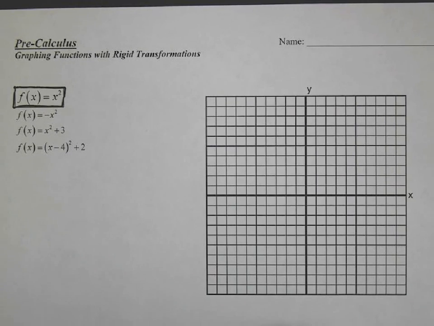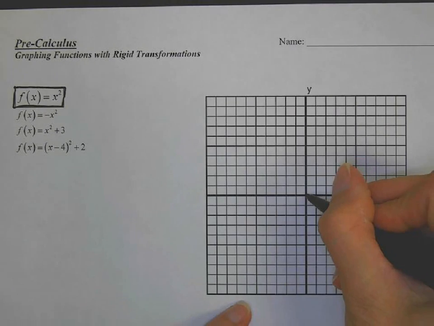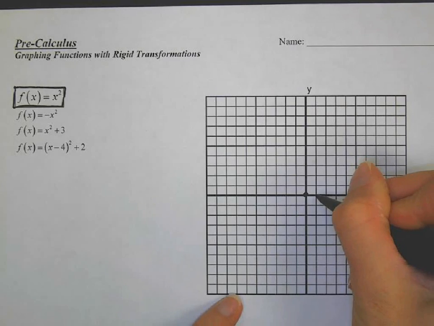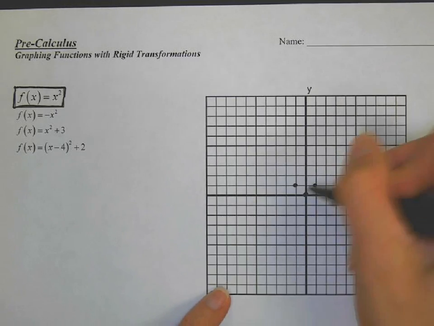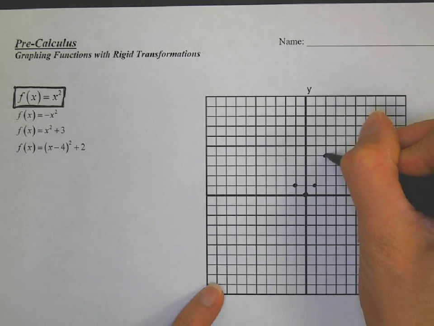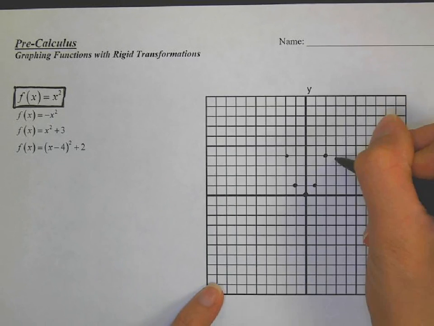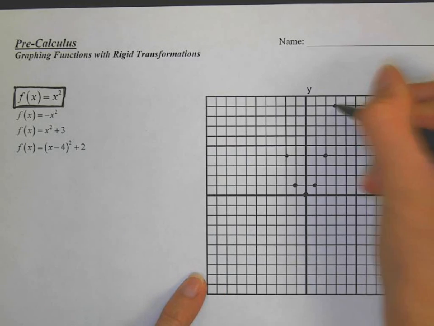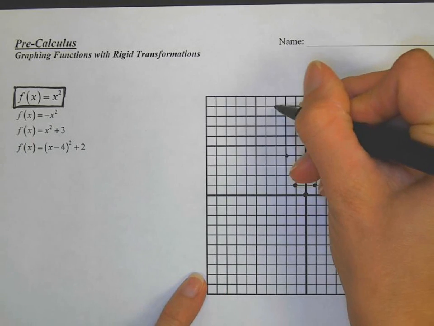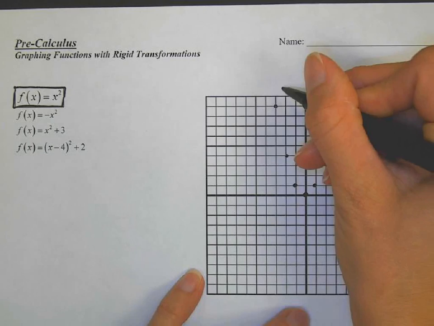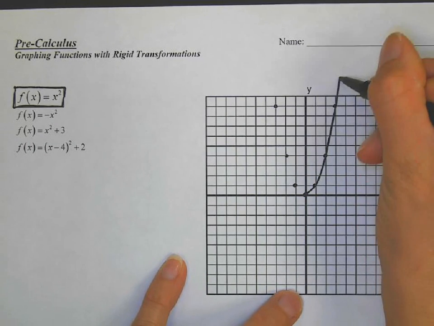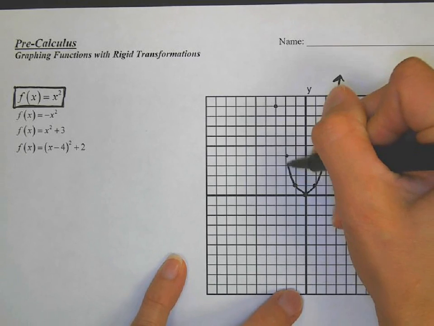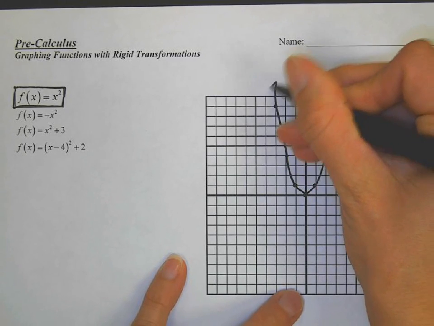A basic x squared parabola, if we plug in 0, we get 0. If we plug in 1, 1 squared is 1, as well as negative 1. 2 squared would be 4. 3 squared would be 9. Okay, I want to see as many points that can fit to get to the edge of the graph paper. We're going to go ahead and draw the parabola like this. This is your basic x squared.